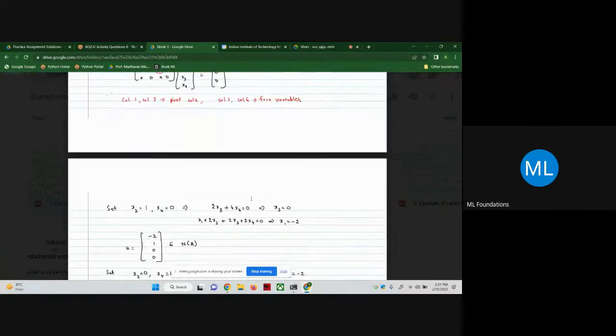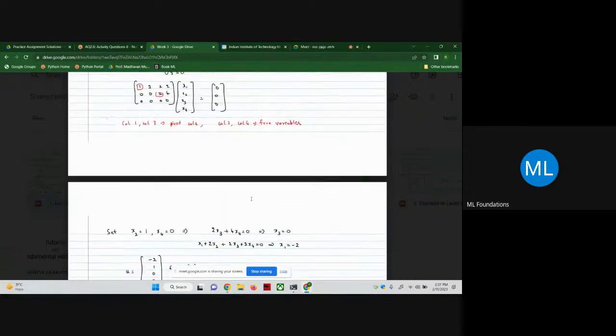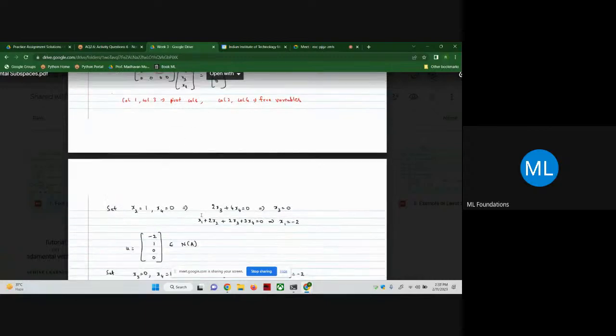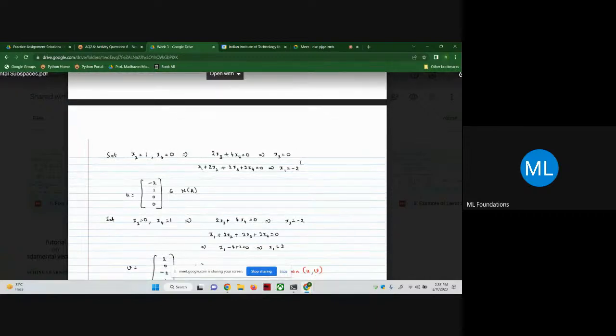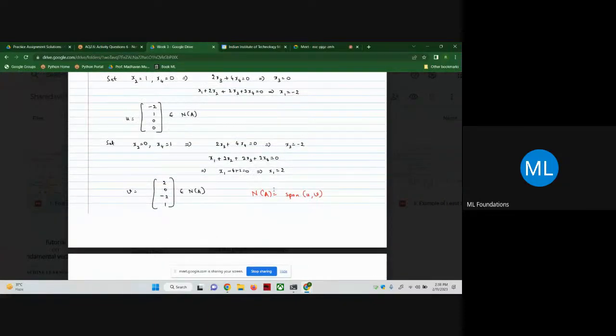What we mean by free variables is that you can take any values, and based on those values you'll get the corresponding solutions for x1 and x3. Here you could see x2 was set as 1 and x4 as 0, and then you got one solution. Later you set x2 as 0 and x4 as 1, and from there you got another solution.